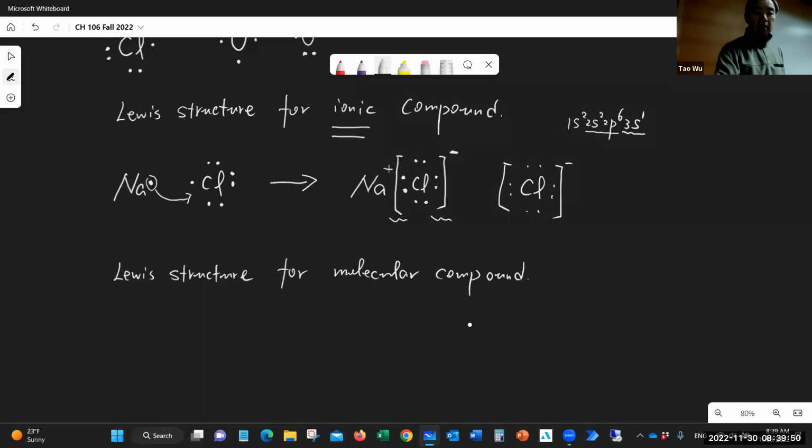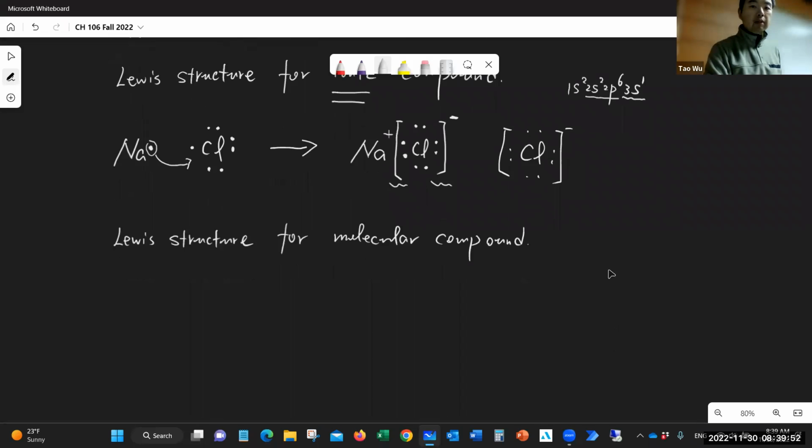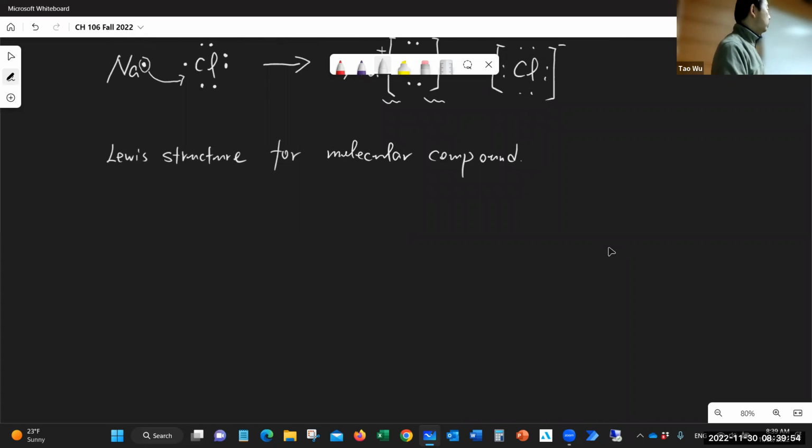The next part, we're going to talk about the most important part for the Lewis structure, which is the molecular compound. Lewis structure for the molecular compound. Let me give you one example, like hydrogen. Hydrogen has one valence electron. This hydrogen also has one valence electron.